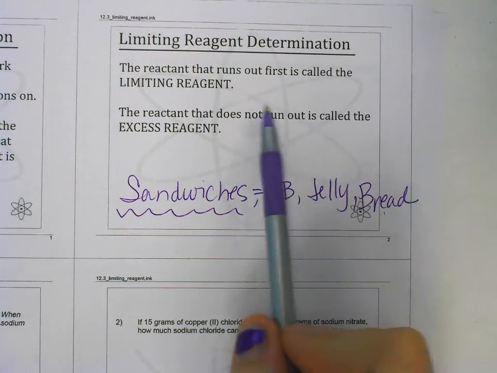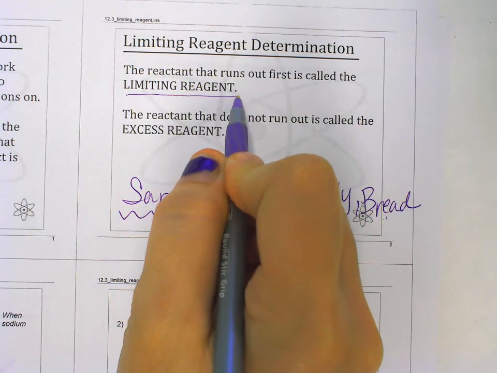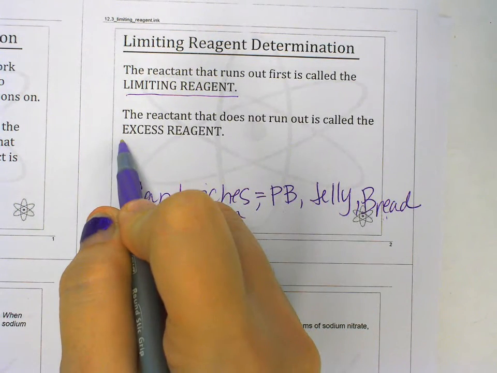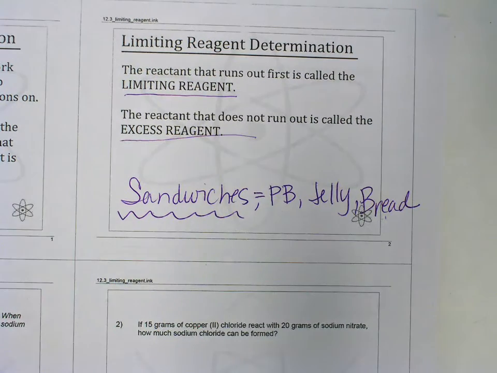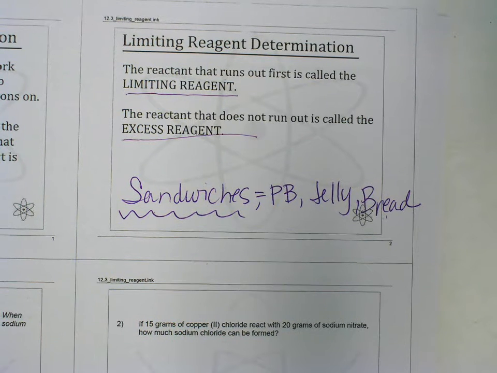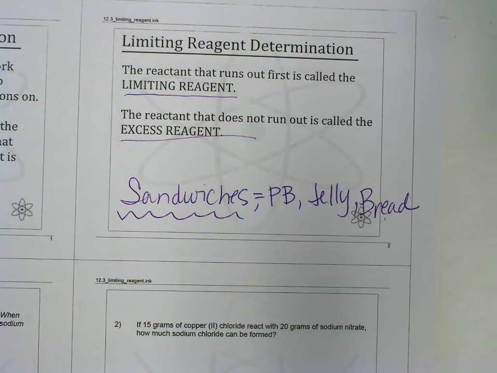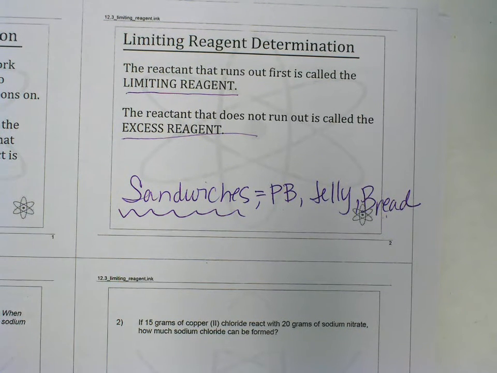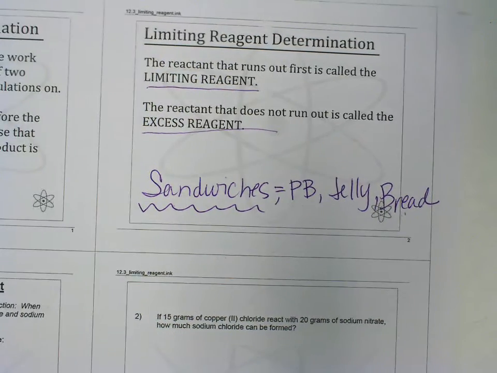So there are two terms you have to be familiar with. One is the limiting reagent, and the other is the excess reagent. The limiting reagent is the reactant that runs out first. Why? It limits the reaction. It stops it from going forward. The excess reagent is the other one, the one that didn't run out. All right, so those are the two terms we're going to use.